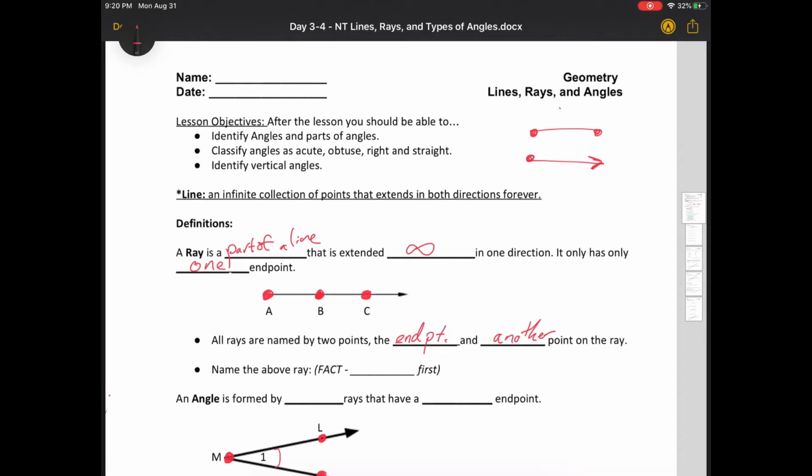So if we look at the above ray here, this picture here, we have our definite endpoint, which is A. So we do start with the endpoint first. But we also have 2 other points on the line in B and C. So it would be totally okay to name this ray AB or ray AC. Both would technically be correct.